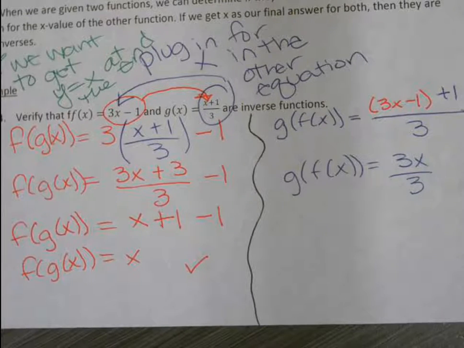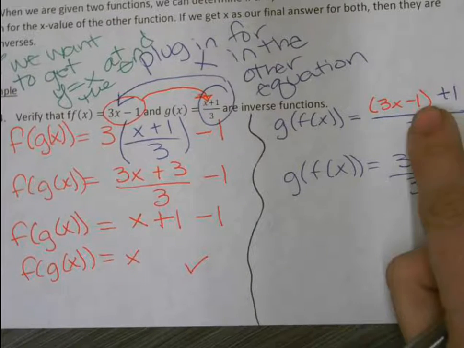What? You can distribute if it's on the left side, but it has to be multiplication. So, -1 plus 1 cancels out.